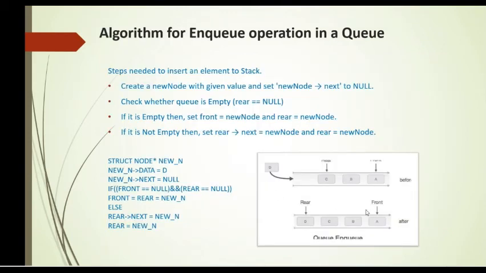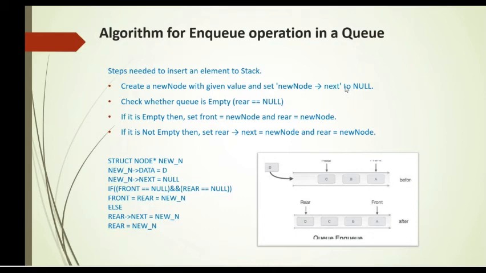Now, we will try to understand the algorithm for the enqueue operation in a queue. As you know, the enqueue function is used to insert an element into the queue. First of all, we would create a new node with a given value. That means we would take the element from the user and set the next of the new node to null.